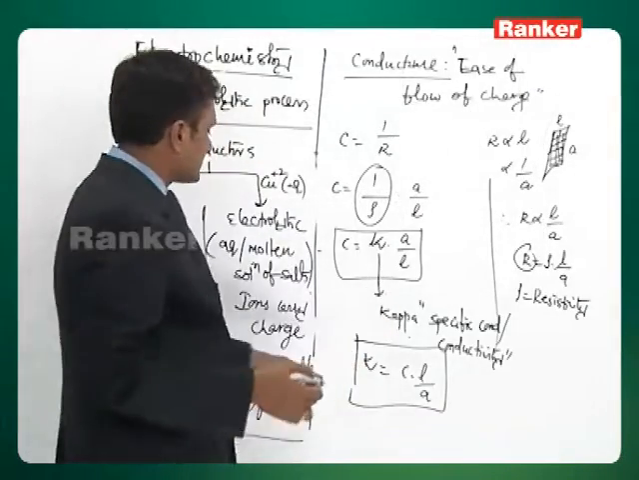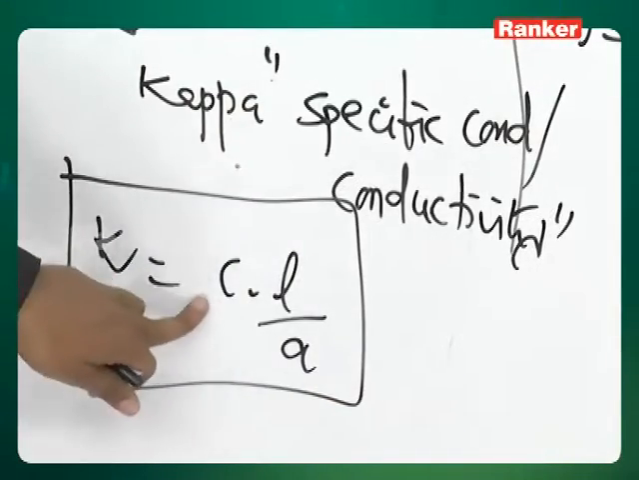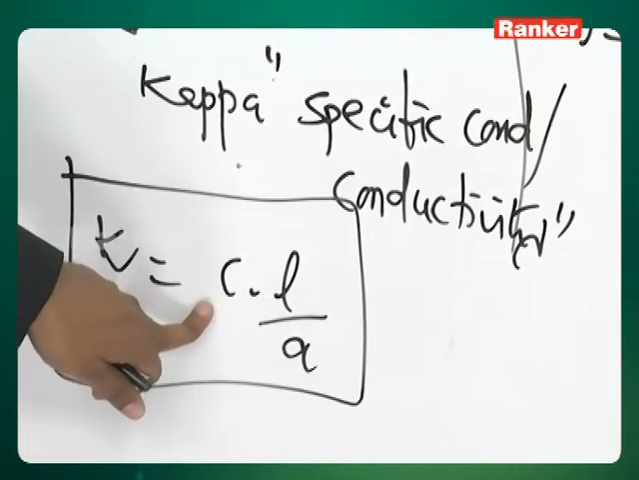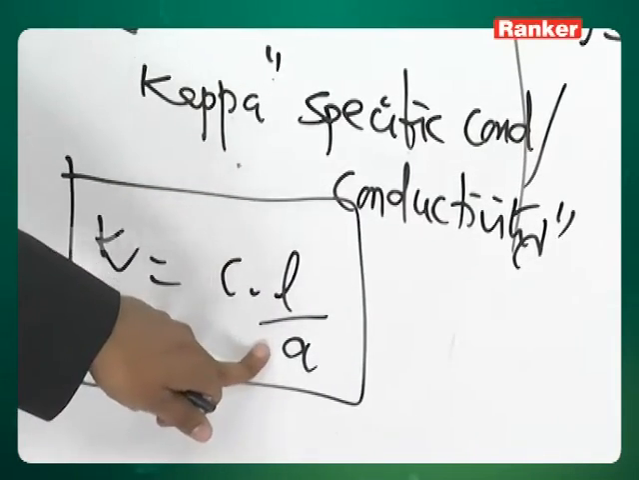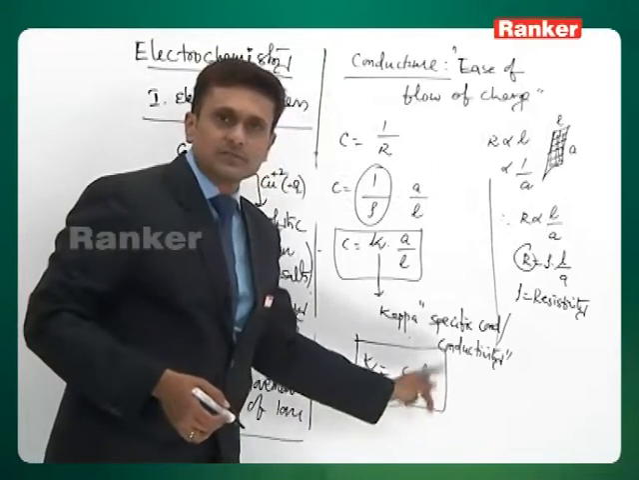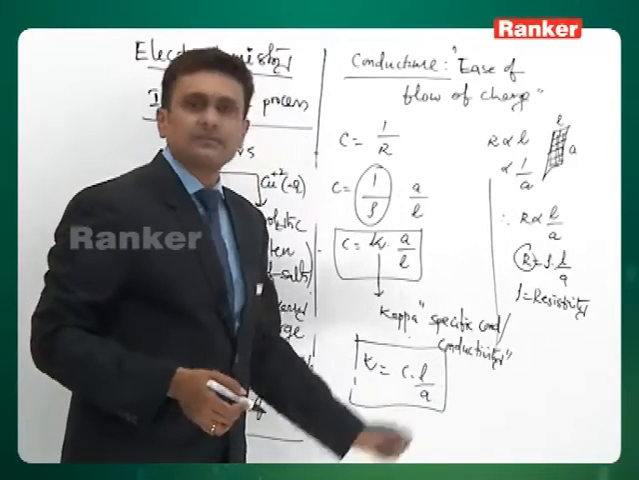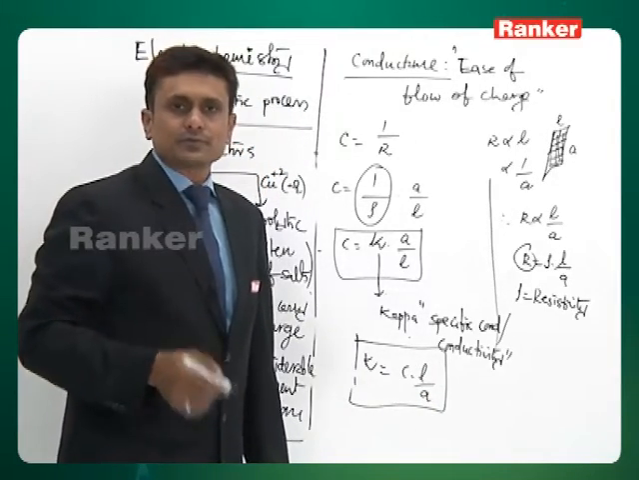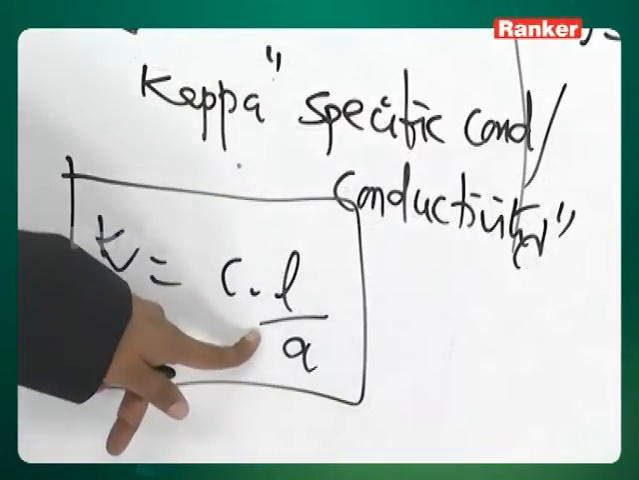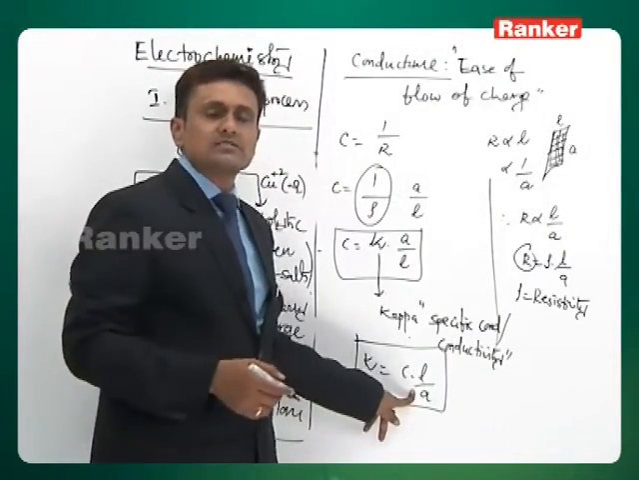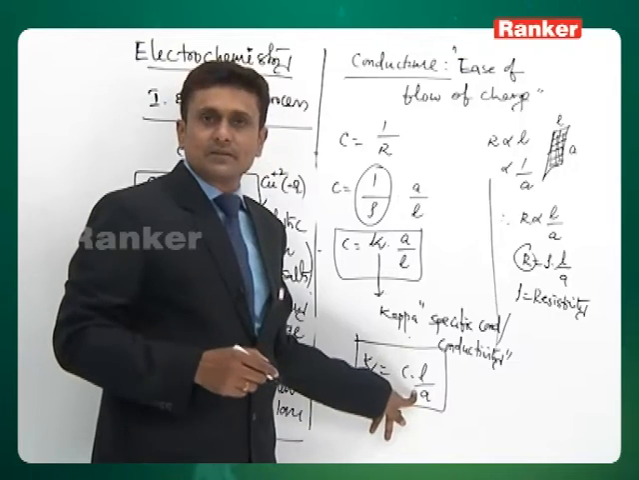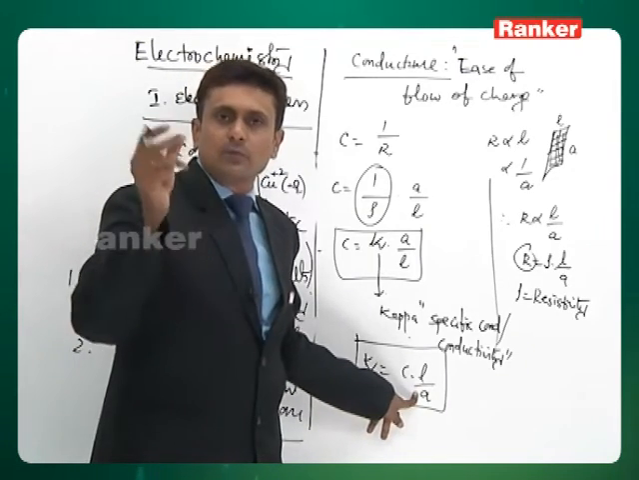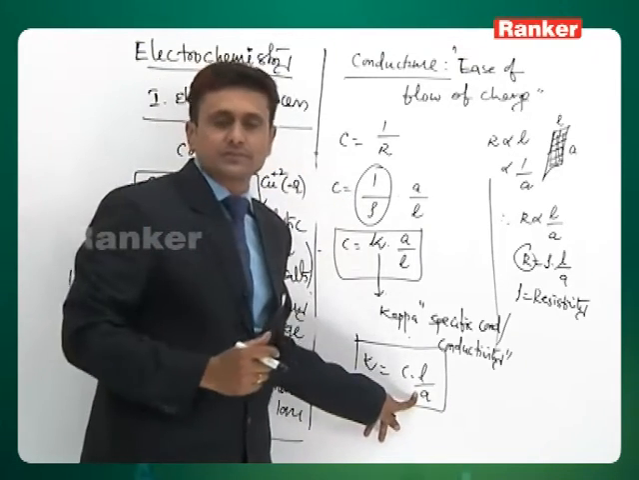Now how do you define this K? It is nothing but the conductance of any specimen whose length is equal to 1 centimeter and cross sectional area is 1 centimeter square. What I mean to say is that when these two values are 1, K is nothing but C. So it is the conductance of a specimen which has the dimensions 1 centimeter and 1 centimeter square. Hence the specimen will become a volume of 1 centimeter cube of solution.